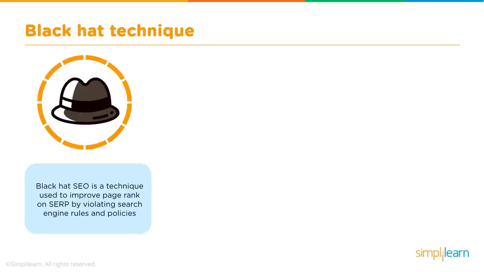So I just mentioned a minute ago with the Panda and Penguin algorithm updates, Penguin took into account link schemes, poor linking techniques, and keyword stuffing. So those are considered black hat techniques. Black hat is a technique used to improve page rank by violating search engine rules and policies. So clearly, Google's made a clear line in the sand. They don't like link schemes. They don't like keyword stuffing. So if you take into account these practices, then you're practicing black hat techniques to cheat the system and try to rank faster.